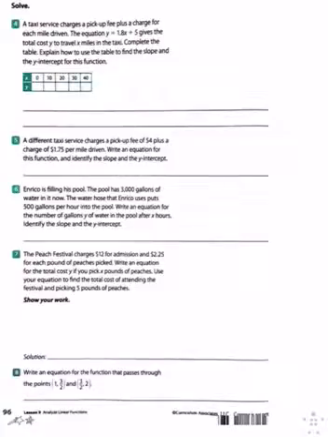Problem number 4. A taxi service charges a pickup fee plus a charge for each mile driven. The equation y equals 1.8x plus 5 gives the total cost y to travel x miles in the taxi. Complete the table. Explain how to use the table to find the slope and the y-intercept for this function. So, instead of x, we're going to use our x values. So the first one, we're going to do 1.8 times 0, and then add 5. You should get 5 as your answer.